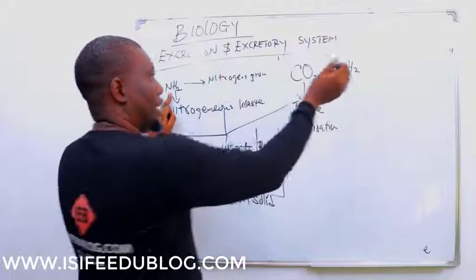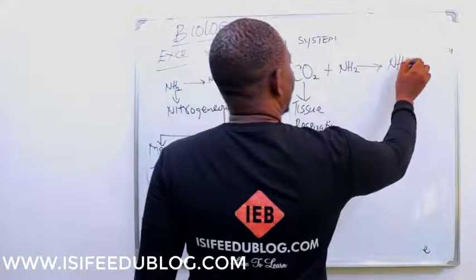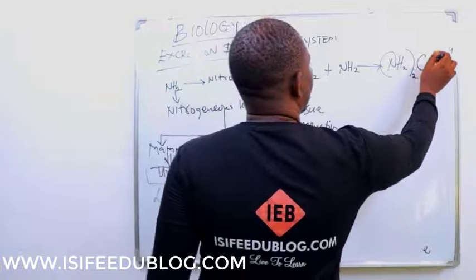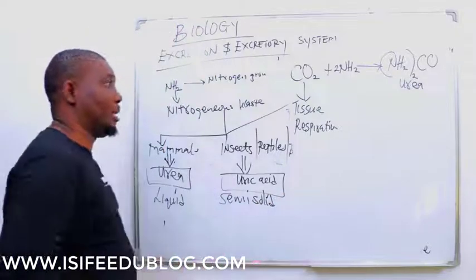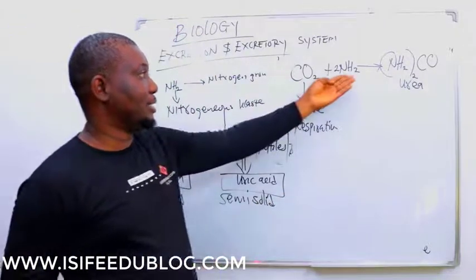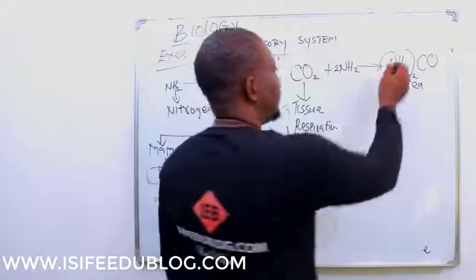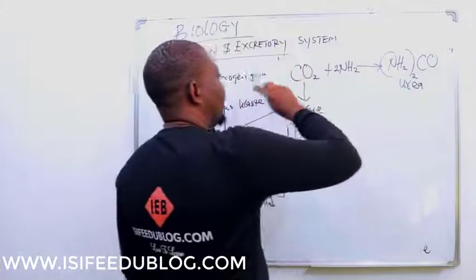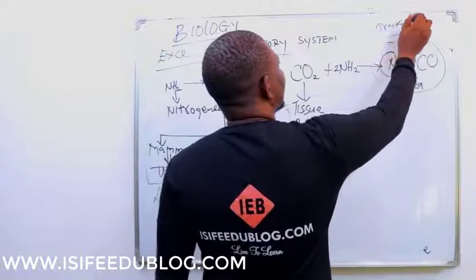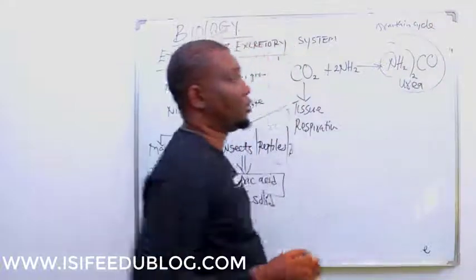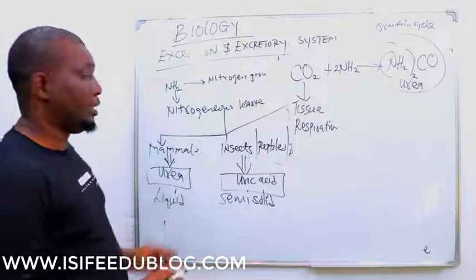It's going to give you NH2 brackets 2CO. That is the formula of urea. So urea is so formed. That is what happens in mammals. It is only in mammals that the nitrogen group combines with CO2 from tissue respiration to give you that formula. At advanced level, this is a product formed from what we call the ornithine cycle, but in this video we're not going to be discussing the ornithine cycle. That is how urea is formed in mammals.